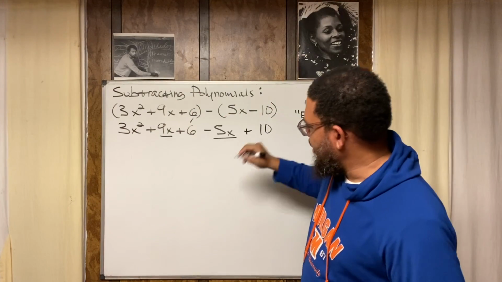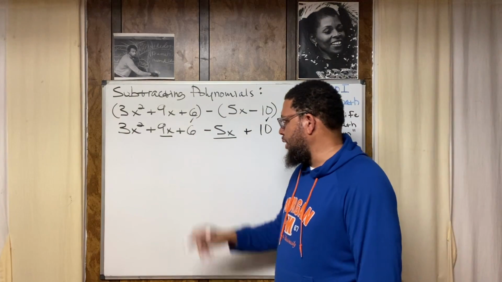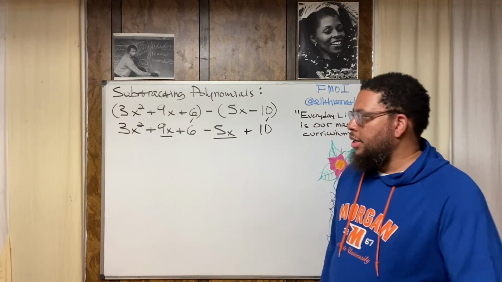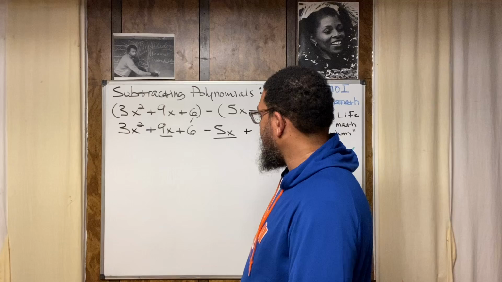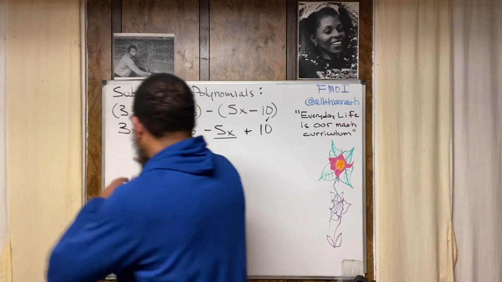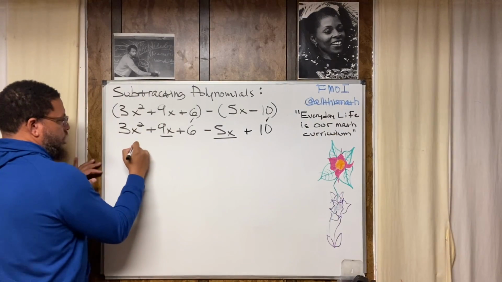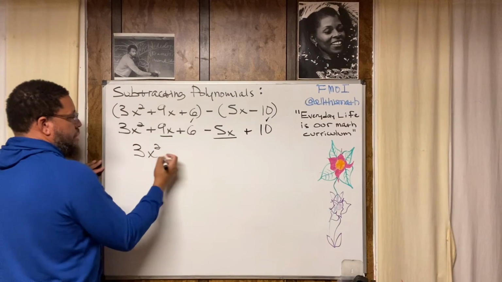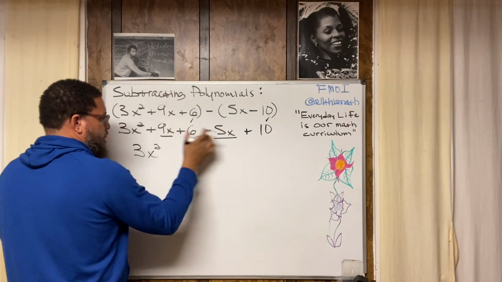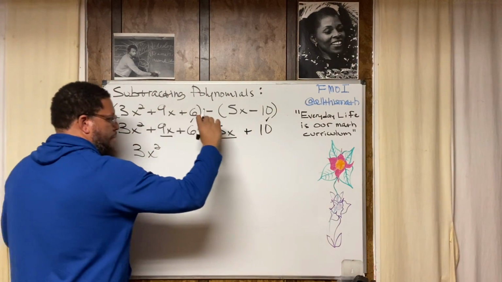You can put a check mark on top. You can draw a box around it. You can put a circle around it. Do whatever you got to do. All right? So now, the 3x squared is not going to be added to anything. So we're just going to rewrite it. But the x's are going to be added together. So we got 9x minus 5x.